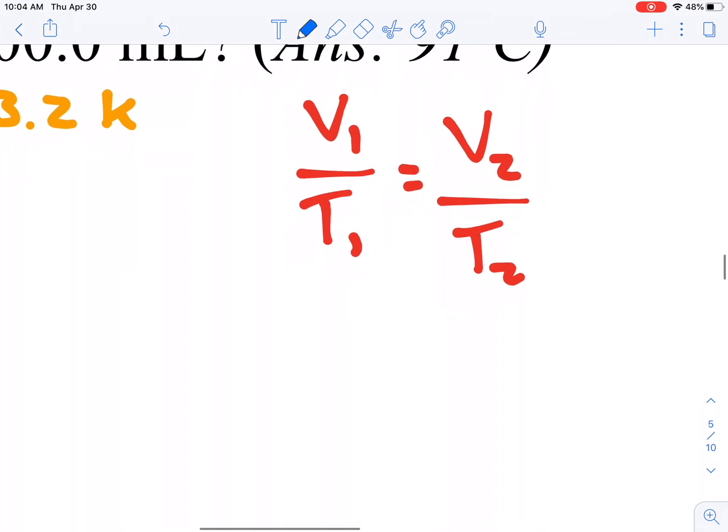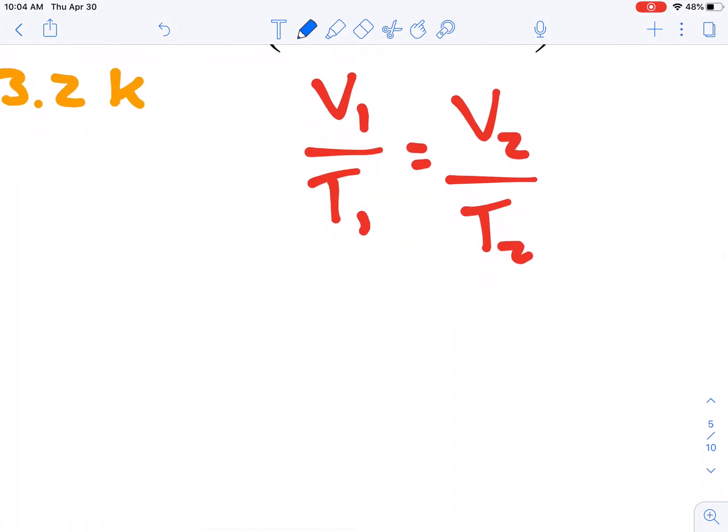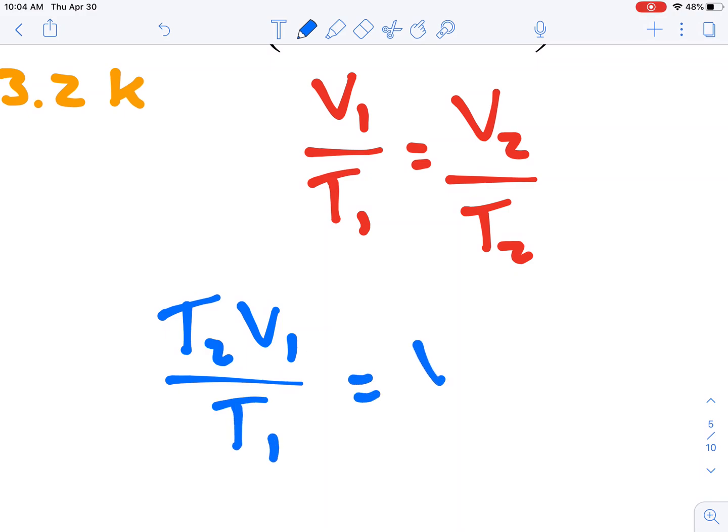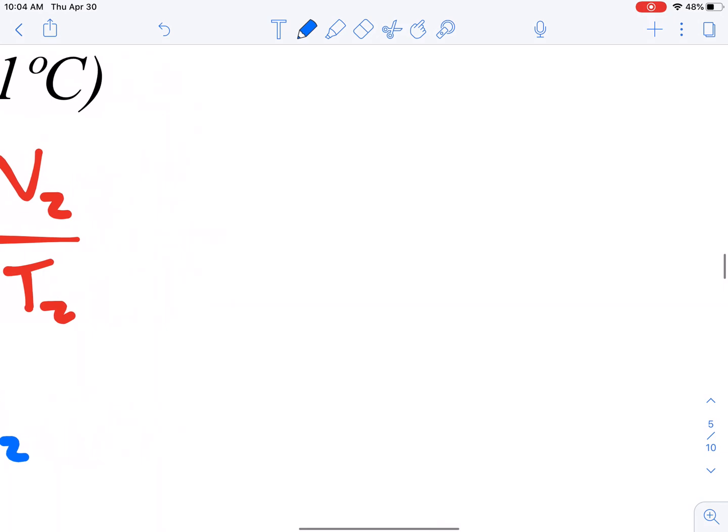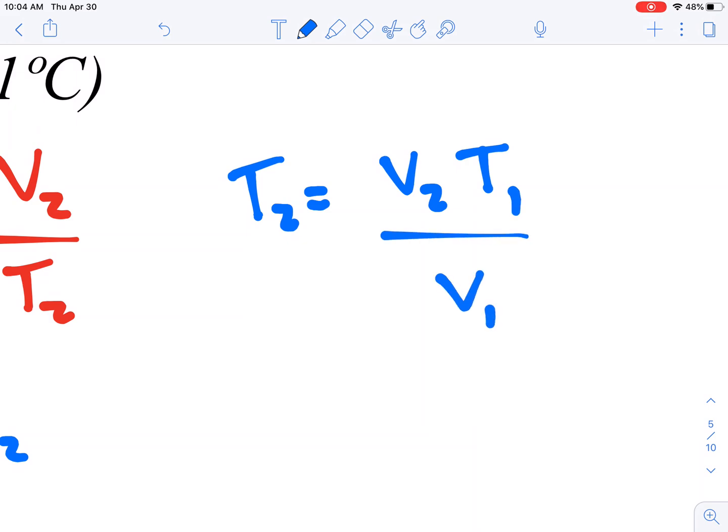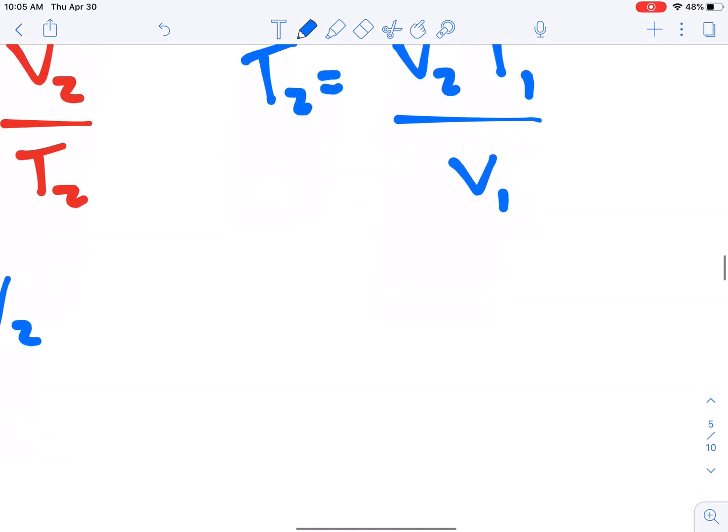How do we do that? We multiply T2 up to the left-hand side. So we'll get T2 V1 over T1 equals V2. And then we need to clear out everything except for T2. So we need to multiply by T1, we need to divide by V1. So ultimately, we will get that T2 is equal to V2 times T1 over V1. And then we'll plug everything in, right?